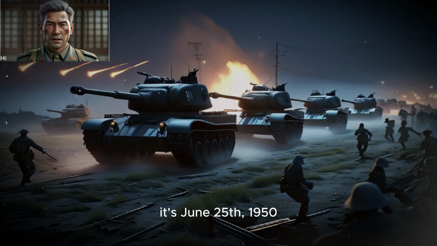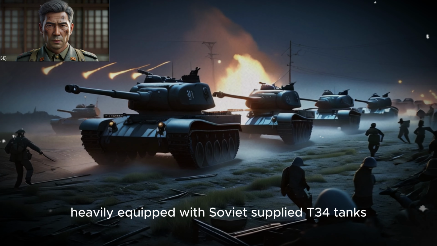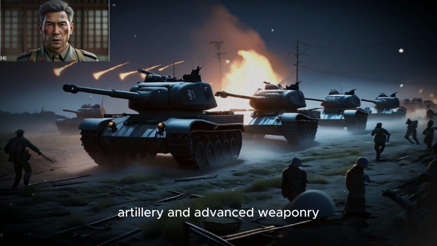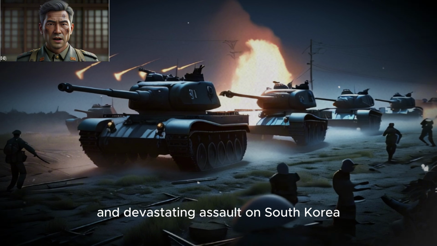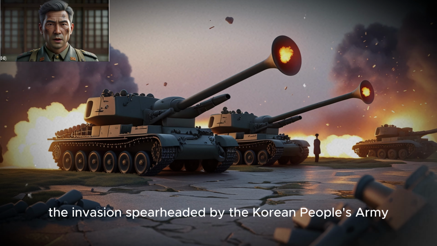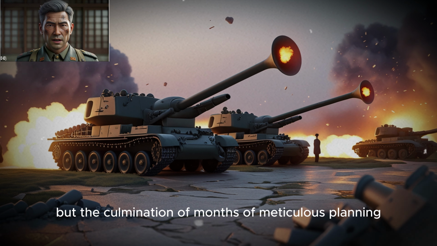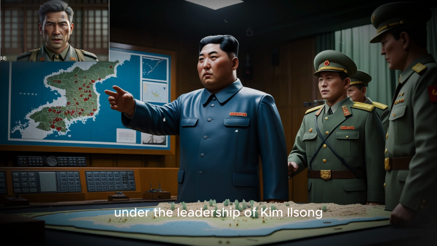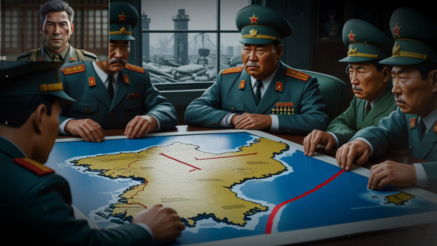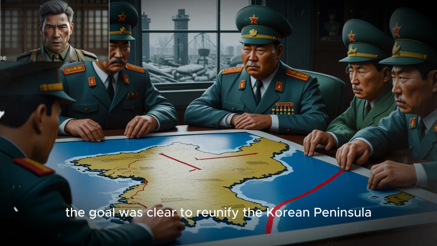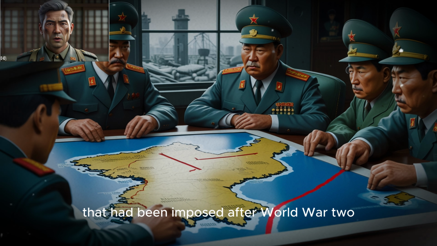It's June 25, 1950. In the early hours of the morning, North Korean forces, heavily equipped with Soviet-supplied T-34 tanks, artillery, and advanced weaponry, crossed the 38th parallel in a carefully coordinated and devastating assault on South Korea. The invasion, spearheaded by the Korean People's Army, KPA, was not a spontaneous act but the culmination of months of meticulous planning and military buildup under the leadership of Kim Il-sung, with significant backing from the Soviet Union and tacit support from Communist China. The goal was clear: to reunify the Korean peninsula under a communist regime, effectively ending the division that had been imposed after World War II.